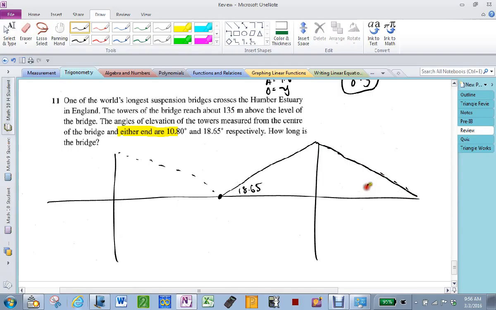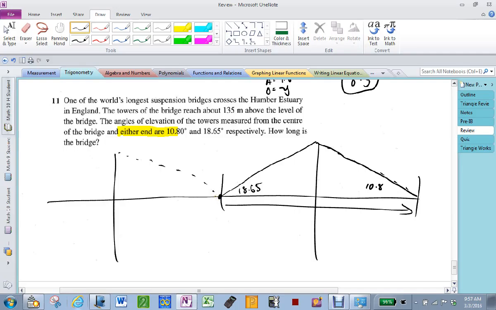Right? Making this 10.8. Does it matter which is which? No. Not even a little bit. Everybody cool? And then once you find this distance, what do you do with it? What do you do with it? You cut it. Once you find this distance, multiply by 2. Because that's the center of the bridge, isn't it?